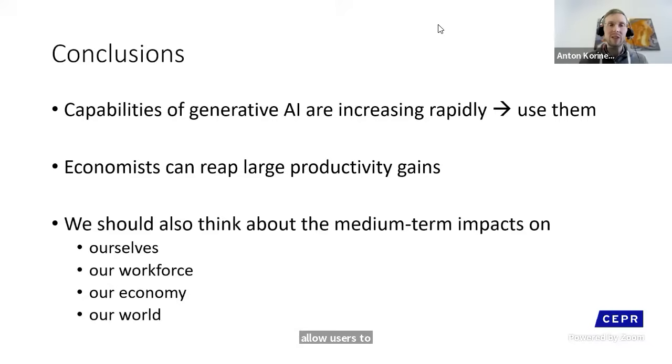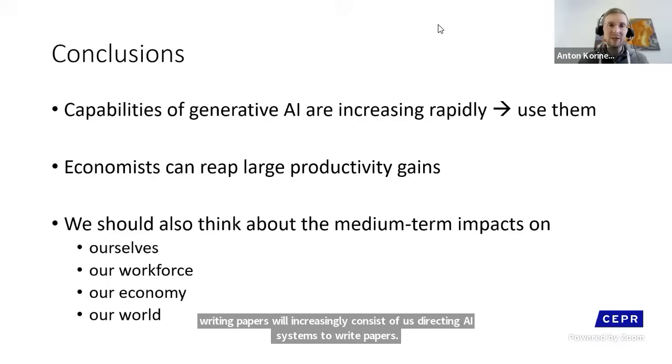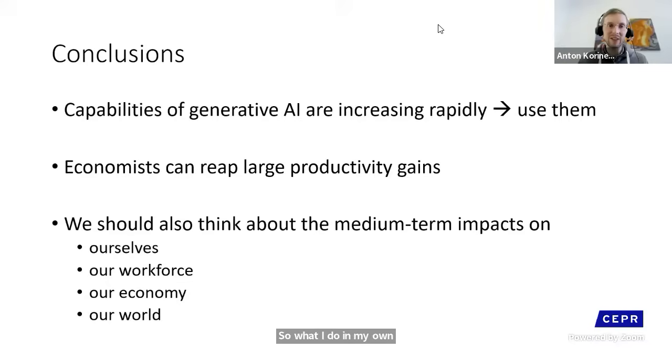And all of the companies that I have listed before allow users to use the output generated as their own. And I think, in fact, in the future, us writing papers will increasingly consist of us directing AI systems to write papers. So what I do in my own research is, if somebody asks me for disclaimers, then I put a footnote on the title page and I write, I have used generative AI in compiling this paper.